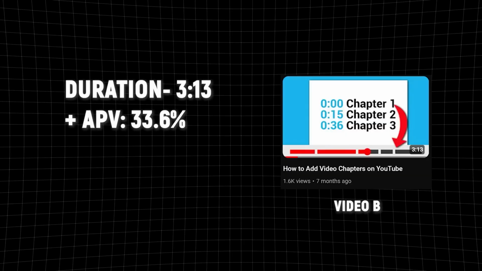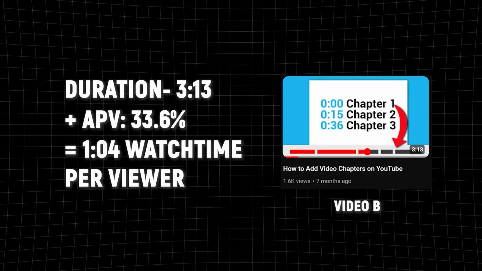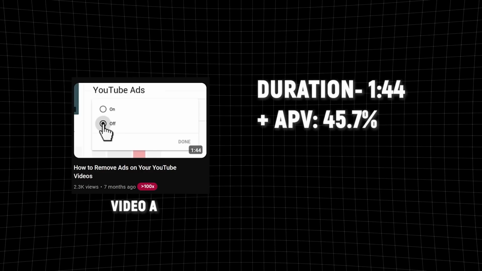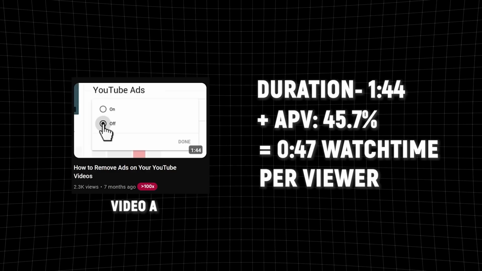And as mentioned, on average, people watch it 33% of the way through, which means this video generates about 1 minute and 4 seconds of watch time per viewer. On the other hand, video A is 1 minute and 44 seconds long, and at a 45% average percentage viewed, that means it's generating about 47 seconds of watch time per viewer.